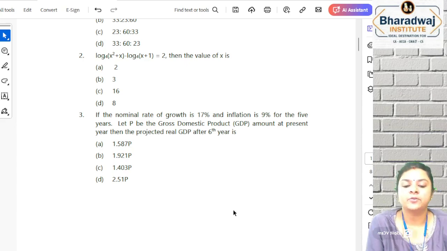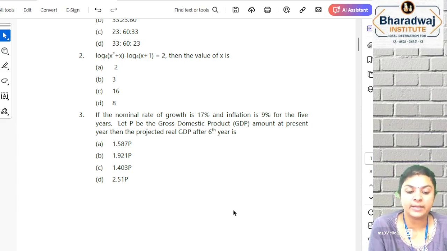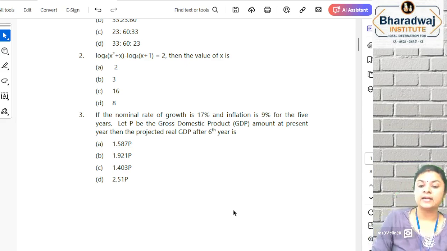The nominal rate of growth is 17%. Inflation is 9% for 5 years. Let P be the GDP at the present year, then the projected GDP after 6th year is. What does this indicate?